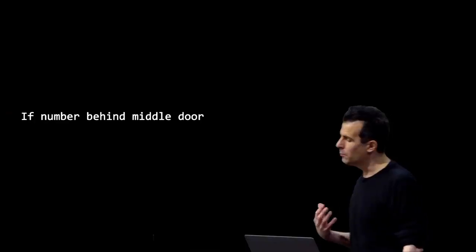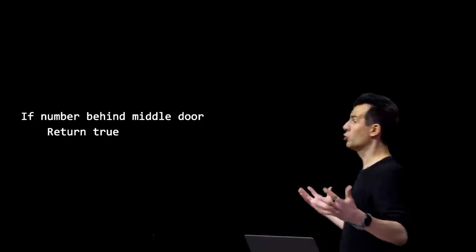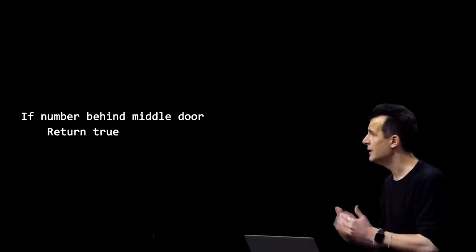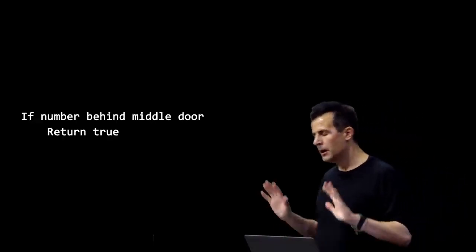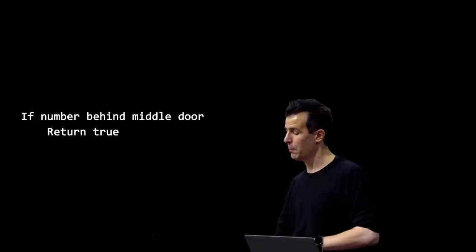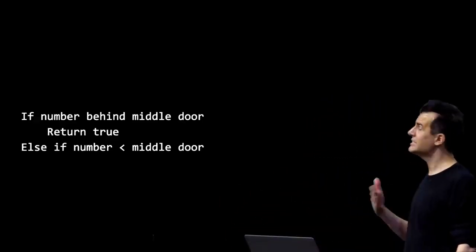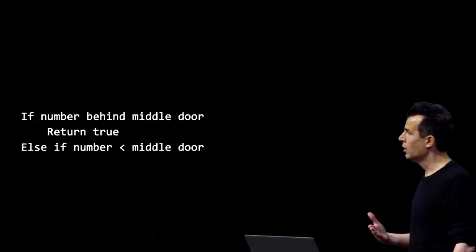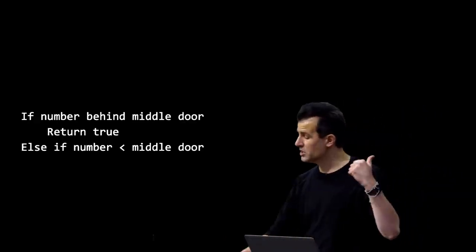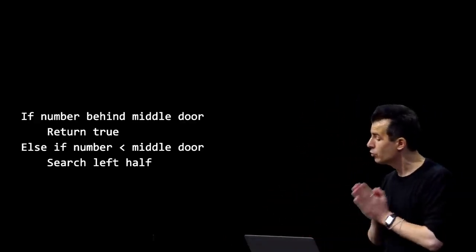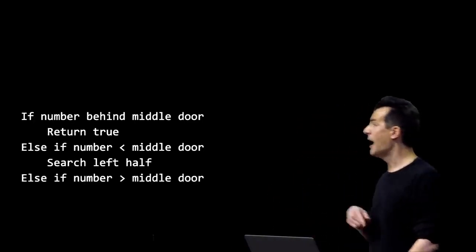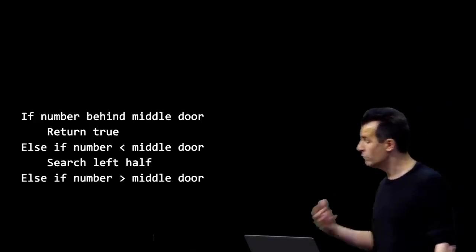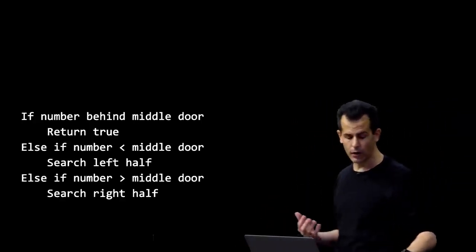So let's consider now a little more algorithmically how we might implement this. With binary search, let me propose this pseudocode. If the number is behind the middle door, return true. We found it. So if we got lucky, then we might very well have found the number 6 behind the middle door, and we would have been done. But that didn't happen. And in the general case, that probably won't happen. So if the number is less than that behind the middle door, then just like with the phone book, I'm going to go to the left, and I'm going to search the left half of the remaining doors in the array. Else, if the number is greater than that behind the middle door, then like the phone book, I'm going to go ahead and search the right half.